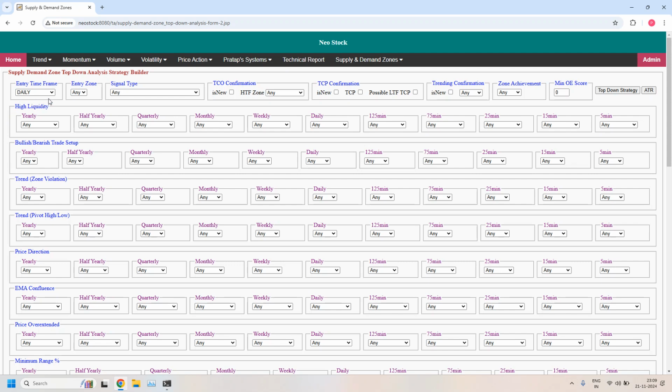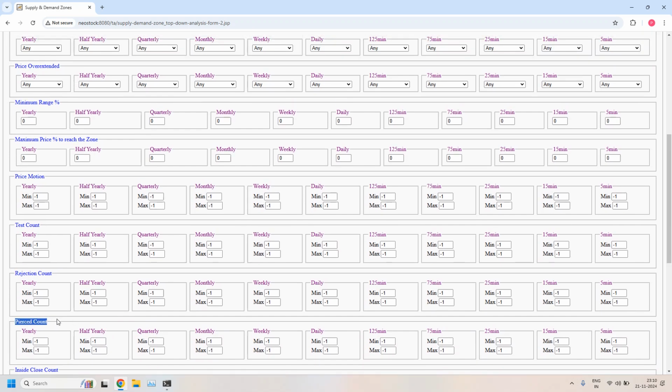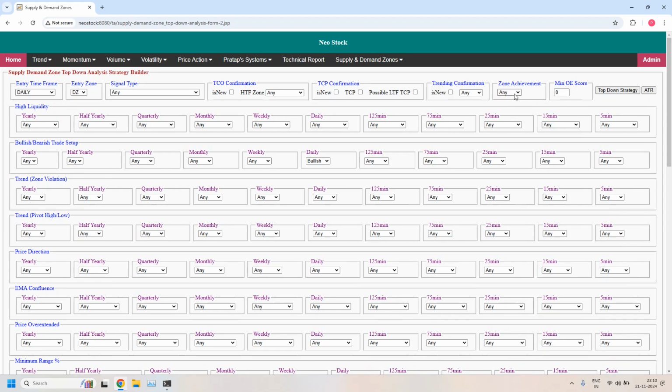Monthly income trade bullish trade setup. Entry time frame is daily. Entry zone demand zone. In bullish or bearish trade setup, at entry time frame daily, I am selecting bullish. The daily demand zone should not be pierced. So at pierced count, daily time frame, I am selecting minimum value 0, maximum value 0. That means the daily demand zone should not be pierced. And zone achievement violated opposing zone, minimum order enhancer score 12. All the three filters are applied to daily demand zone.